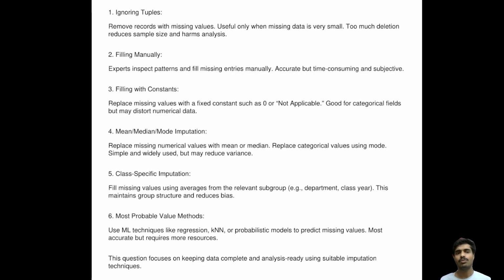The second approach is filling manually. Like an expert fills in missing values by analyzing the available data. It is useful, but it is way too time consuming, right? If you have thousands and thousands of records, it is difficult to fill manually if hundreds and hundreds of values are missing, right?